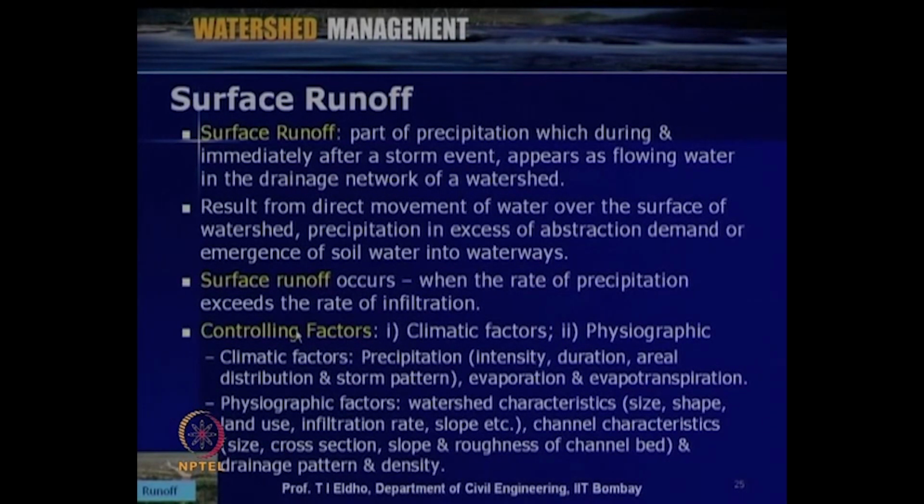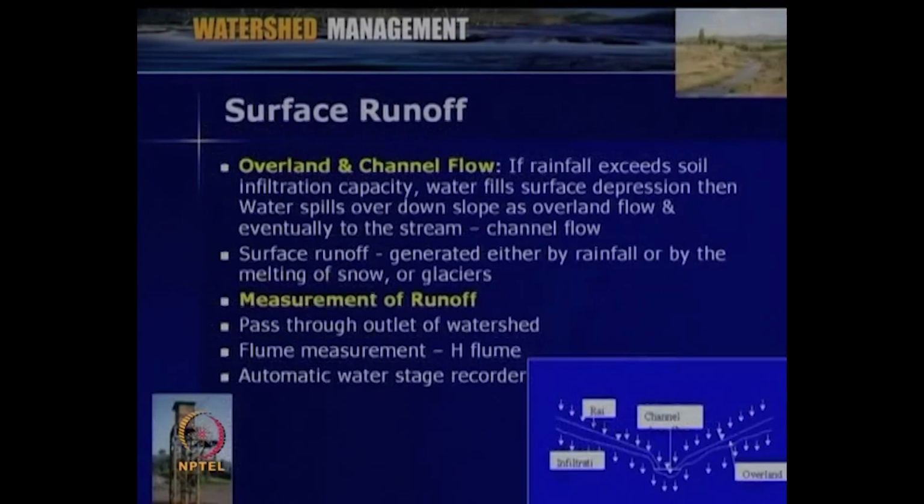There are a number of controlling factors which decide the surface runoff, like climatic factors such as precipitation intensity, duration, aerial distribution and storm pattern, then evaporation and evapotranspiration. Then some physiographic factors like watershed characteristics, size, shape, land use, infiltration rate, slope, etc. Then channel characteristics like size, cross section, slope, roughness of the channel bed, and then the drainage pattern and density of the drainage of the area which we consider.